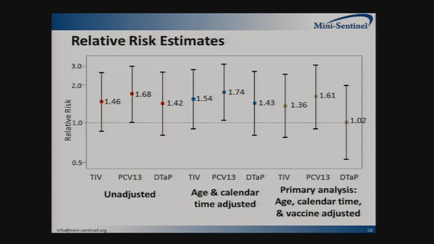And when we further adjusted for concomitant vaccines, the incidence rate ratios for TIV and PCV13 attenuated slightly. PCV13 was no longer statistically significantly associated with the risk of febrile seizures. And furthermore, the incidence rate ratio for DTaP attenuated greatly to 1.